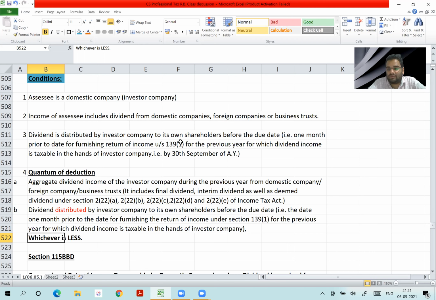Sir, please repeat the example. The second example you are saying, right? Yes. So understand, Deepika, I got dividend from various companies, foreign, domestic, business trust, etc. Deepika, how much dividend did I get? I got dividend of 40 lakhs.